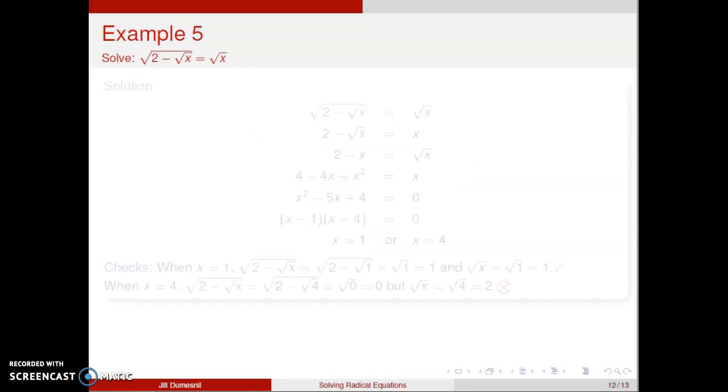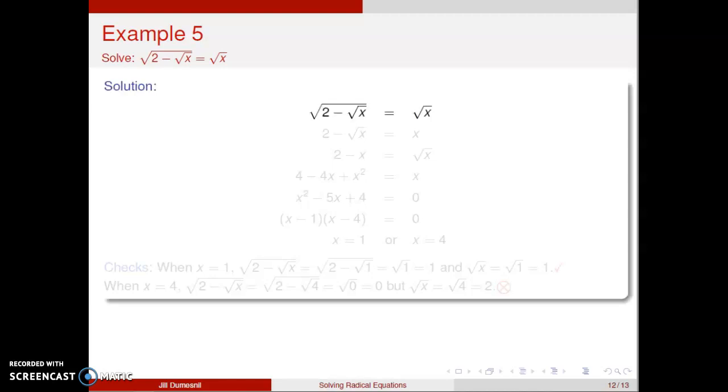For our final example, let's solve the equation the square root of the quantity 2 minus root x equals root x. Notice that although we have nested radicals on the left-hand side, the radical expressions are as separated as possible. Squaring both sides will eliminate the outer radicals on each side. We still have a radical expression in our equation, so we need to isolate that expression before squaring both sides again.